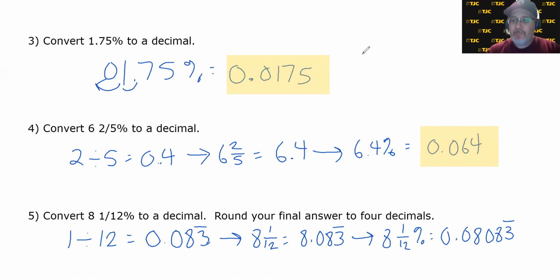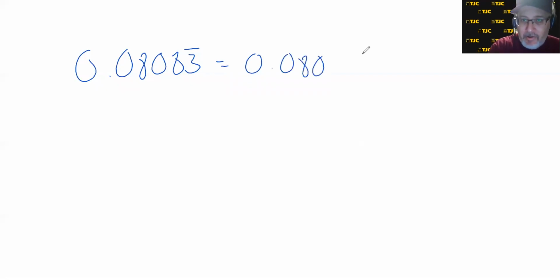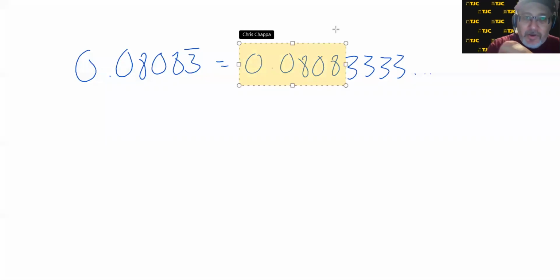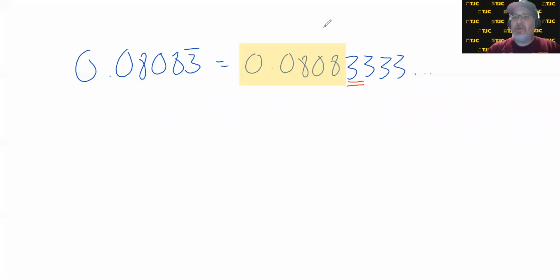In case you forgot how to round, let me add a page to show you this. 0.08083 repeating. Let's write this out, 0.080833333. If you want to round to 4 decimal places, you don't just cut off the numbers after that. You have to look to the right at the next decimal. And you should know the rules for rounding, but in case you don't, here they are. If that next number is less than 5, then you just keep the numbers that are highlighted. But if that next number is 5 or greater, then you round this number up by 1.